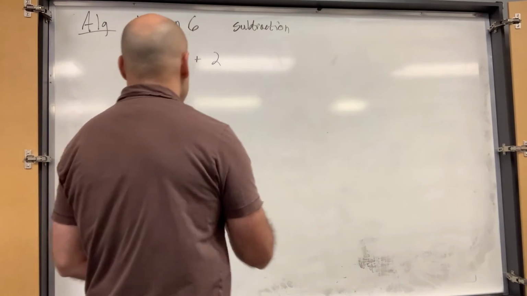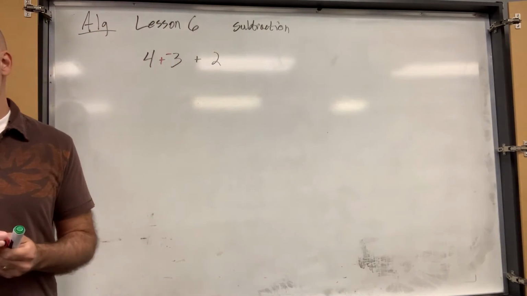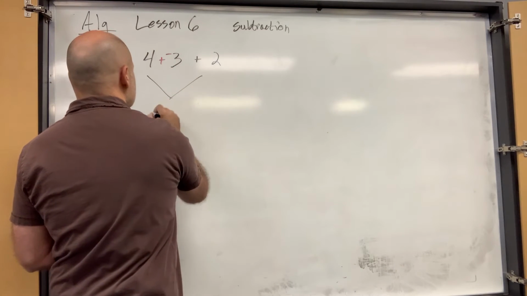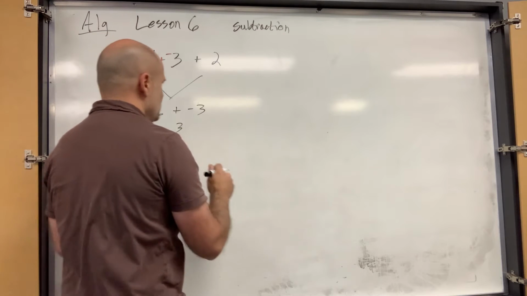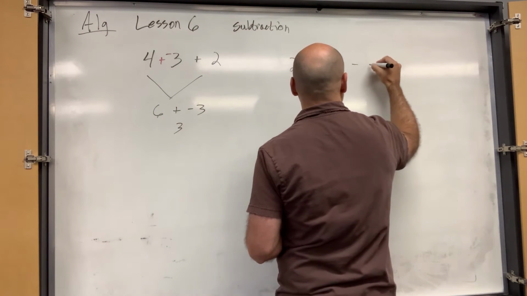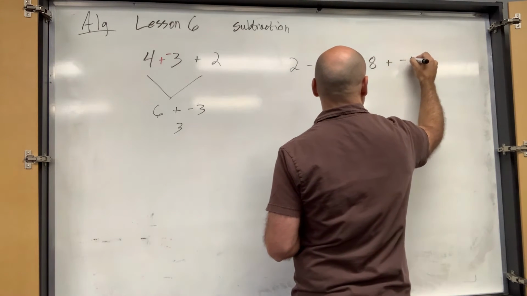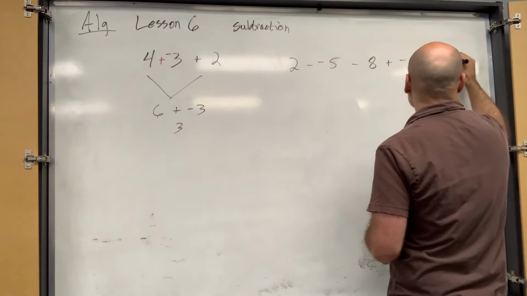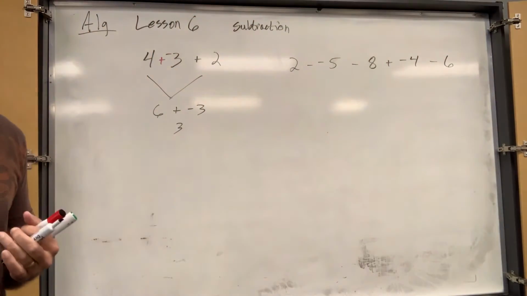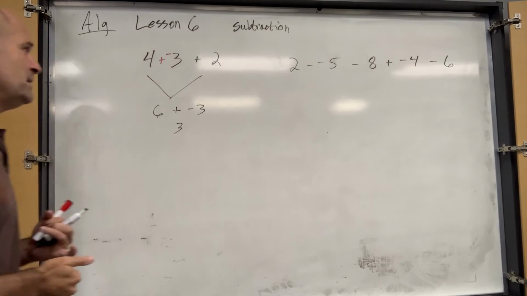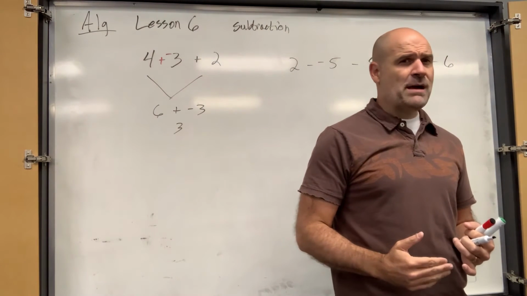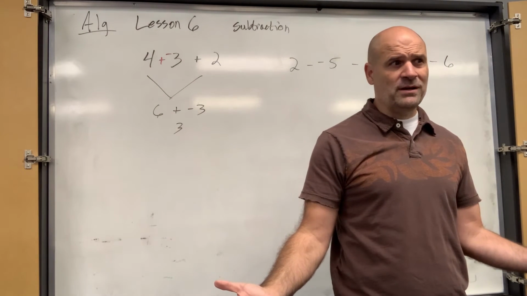Now this one, you probably would have survived by not turning it to addition. But sometimes it gets a little trickier when you're dealing with stuff like this: 2 minus negative 5 minus 8 plus negative 4 minus 6. Okay, well, can you guys do that in your head? Can you do that on the number line? What happens when you subtract negative 5? If you're here at 2, where do you go?